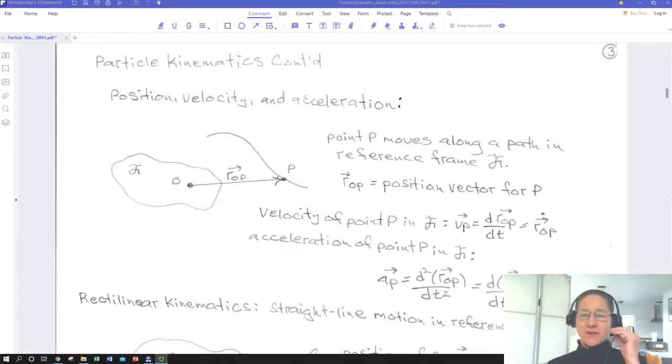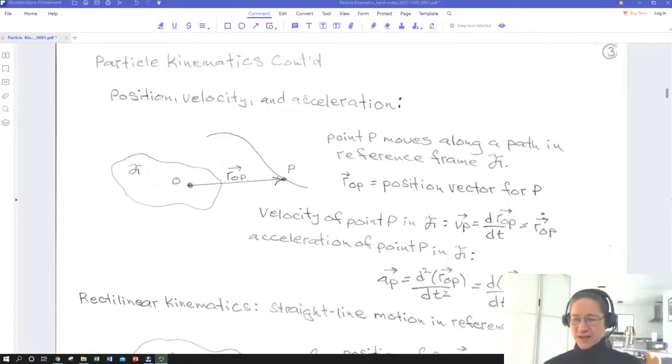Welcome, dynamic students. For this lecture in particle kinematics, we're going to be defining position, velocity, and acceleration in any vector system. And then we're going to be focusing in on what's called rectilinear kinematics, which is 1D straight line motion in either the i hat, j hat, or k hat directions of a Cartesian coordinate system, which will have the very handy side effect of allowing us to look at the whole thing like a scalar because everything's pointed in the same direction.